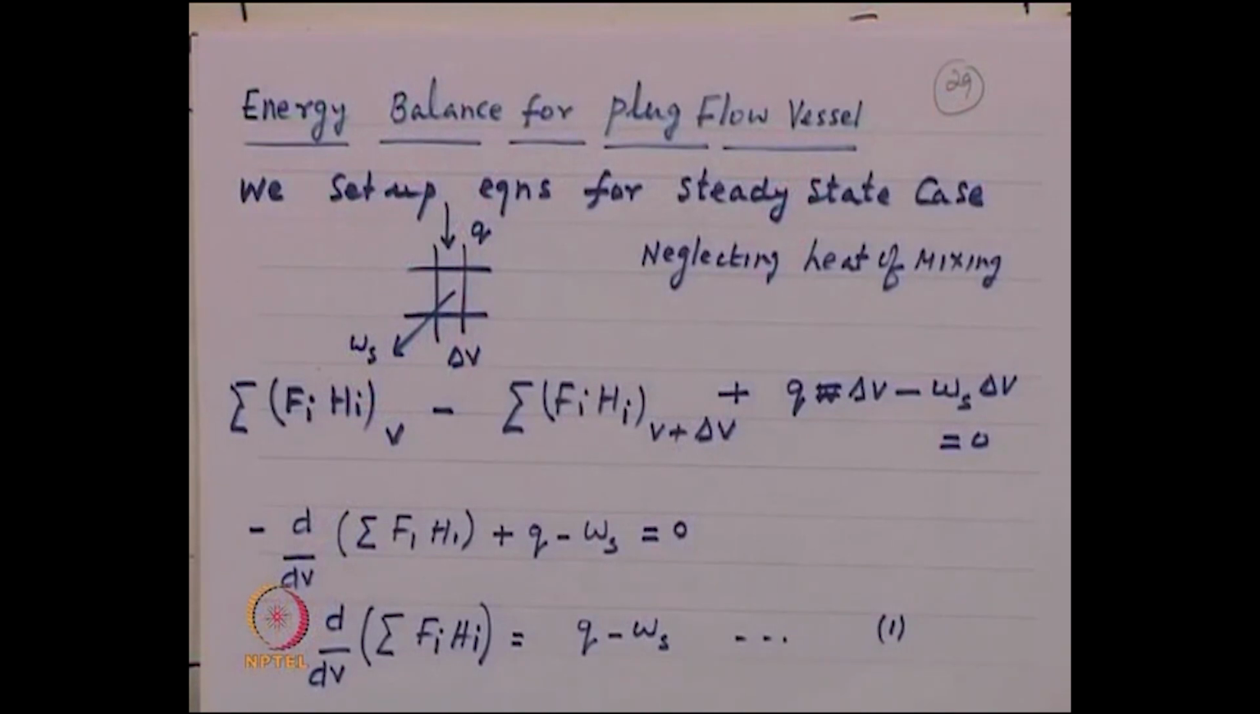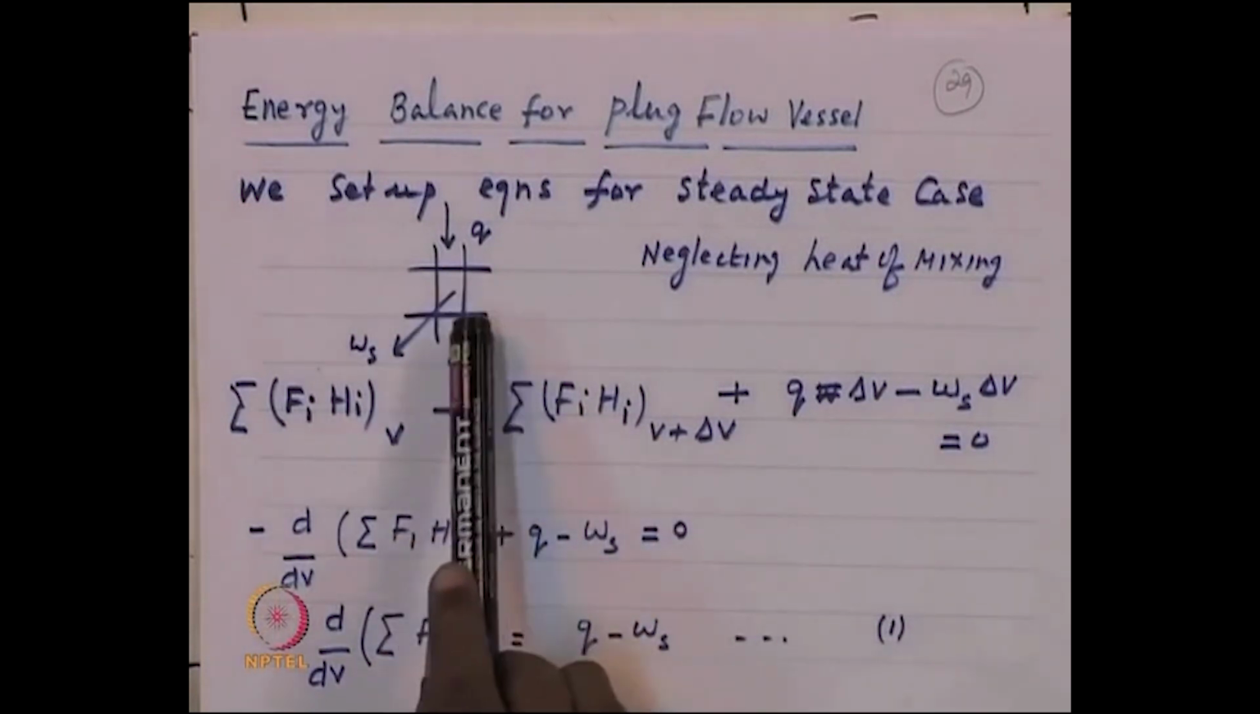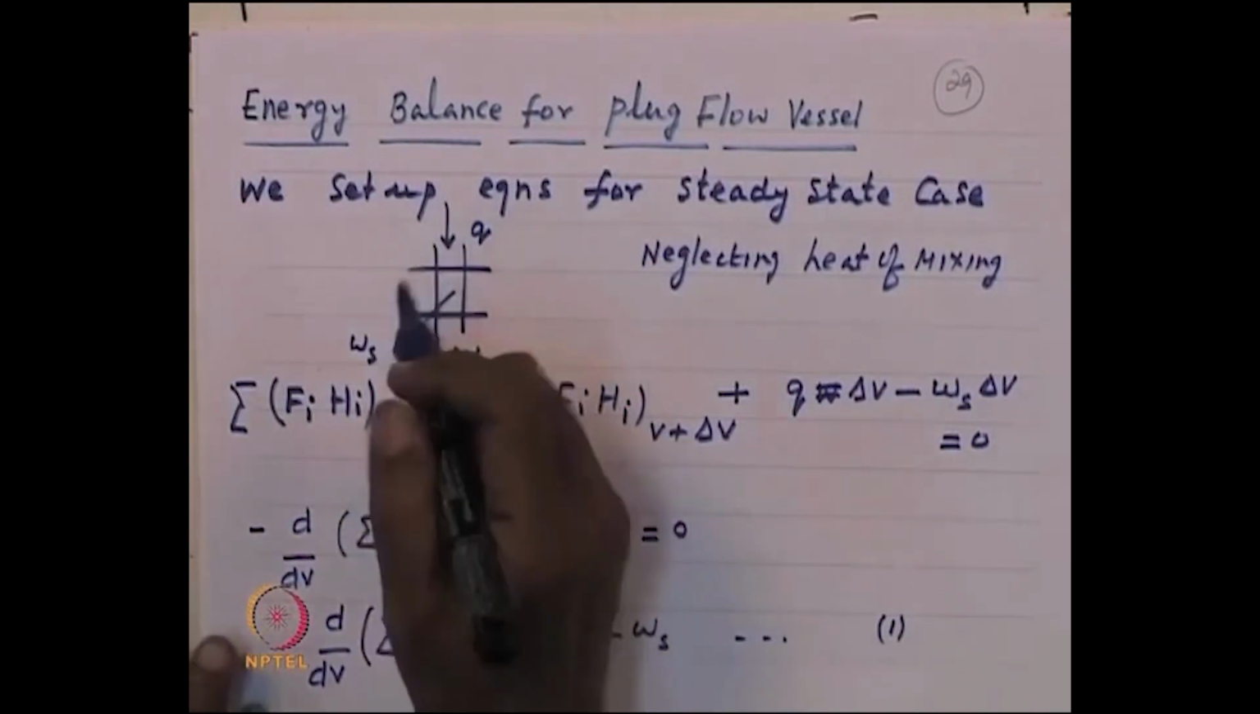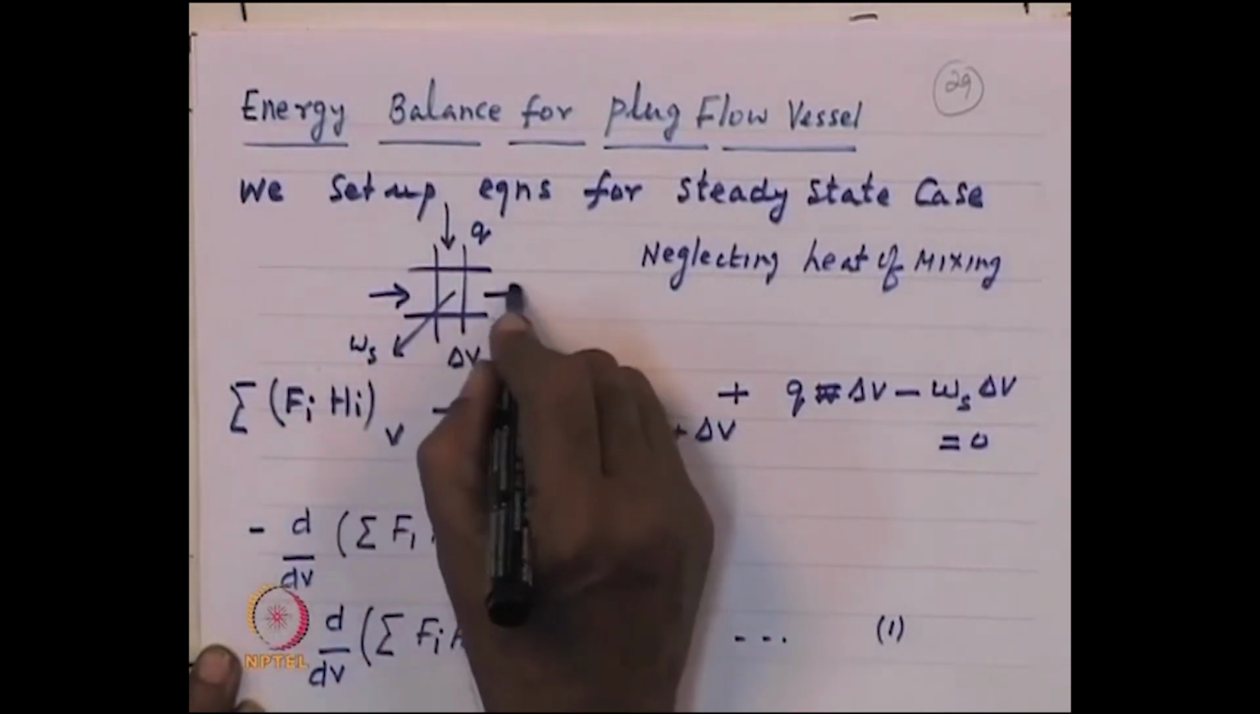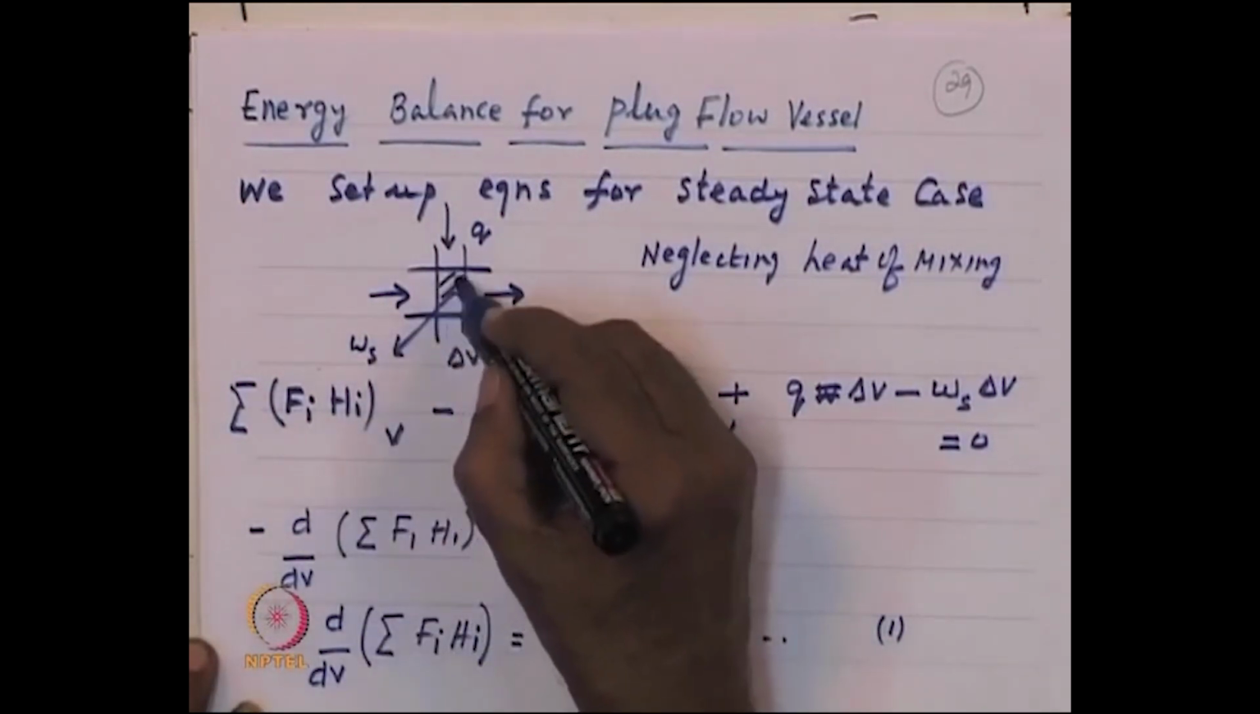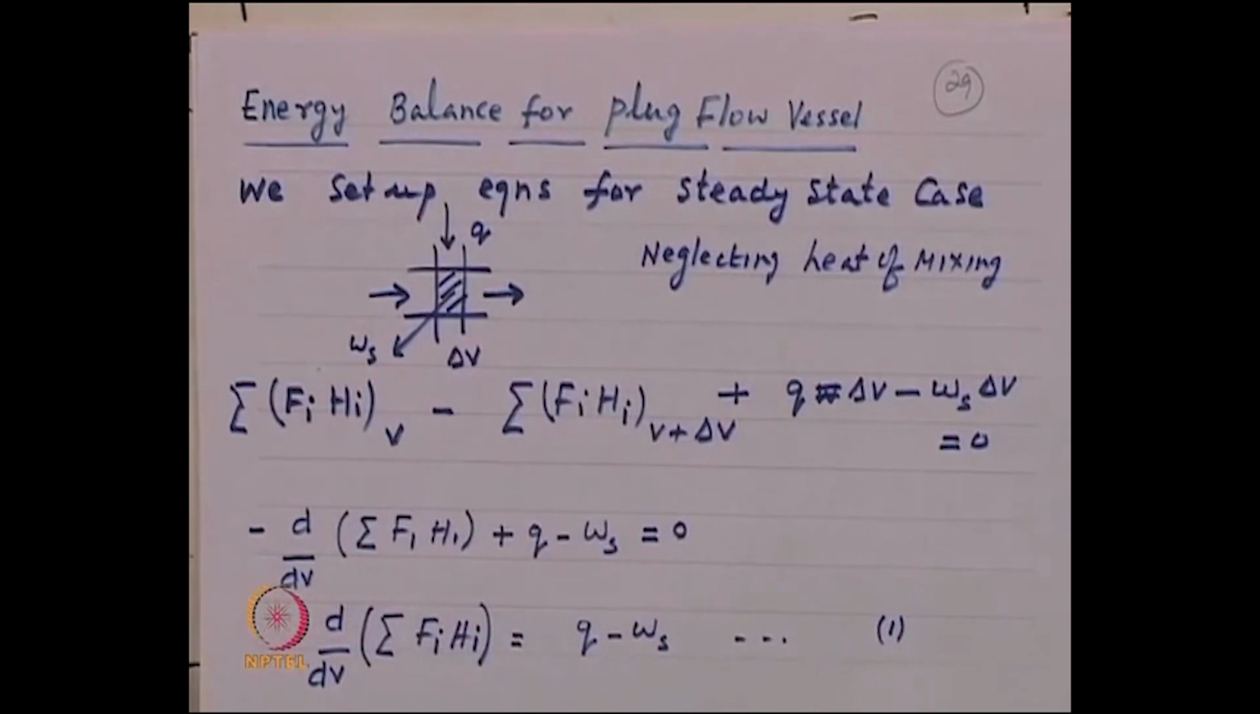a plug flow vessel. We looked at the stirred vessel, now we look at plug flow vessels. What is a plug flow vessel? A plug flow vessel is one in which there is no mechanical stirring. So, we have here a vessel into which fluid is coming in, and fluid is going out. Okay. And our material balance is for this differential element.